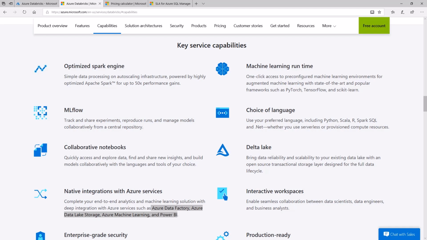So Azure Databricks, like HDInsight and Synapse Analytics, is another big data service. This is used for modeling, processing, streaming, and machine learning.